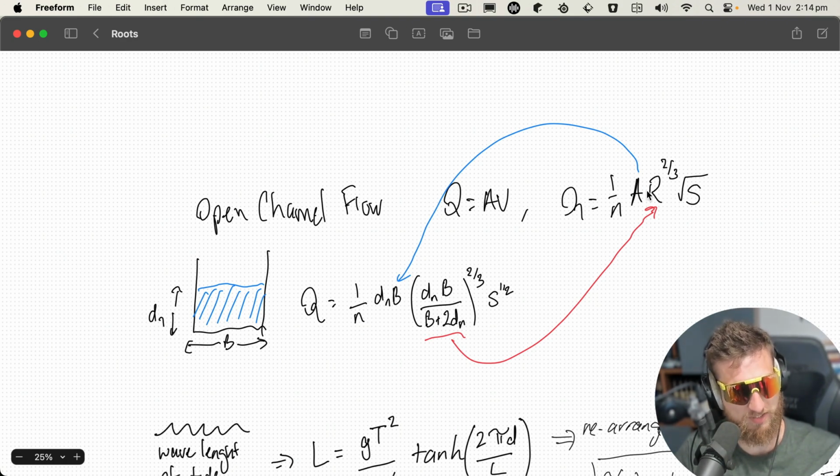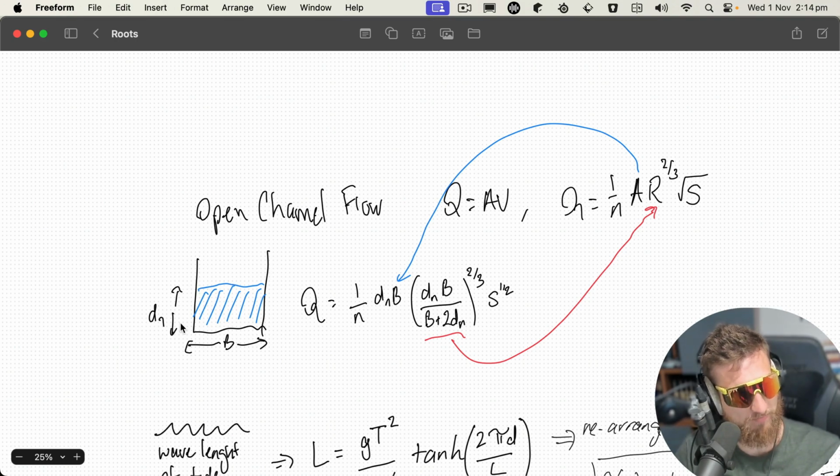A is just the cross-sectional area of the channel. R is the hydraulic radius. You calculate that via some methods. S is the slope, Q is the flow, and this 1 on n is like a Manning's coefficient that you get experimentally, if my memory serves. It's been a long time since I've designed open channels.